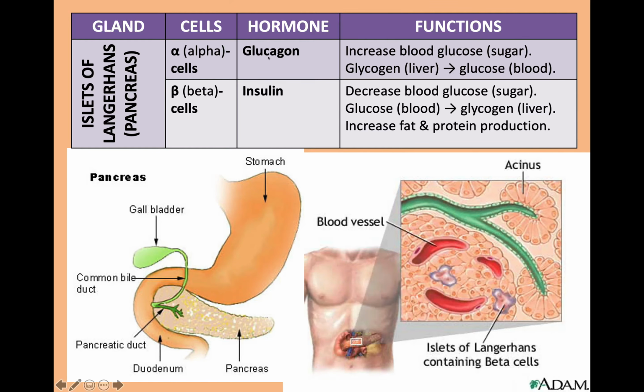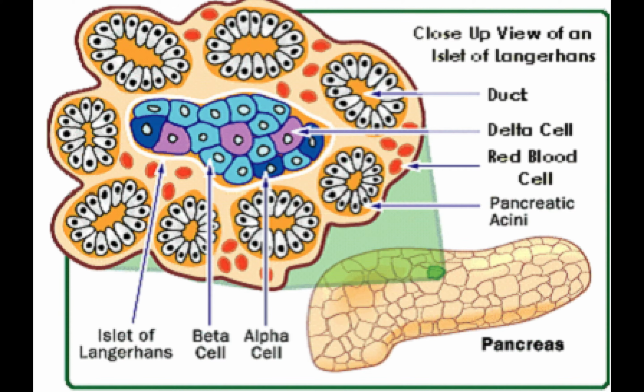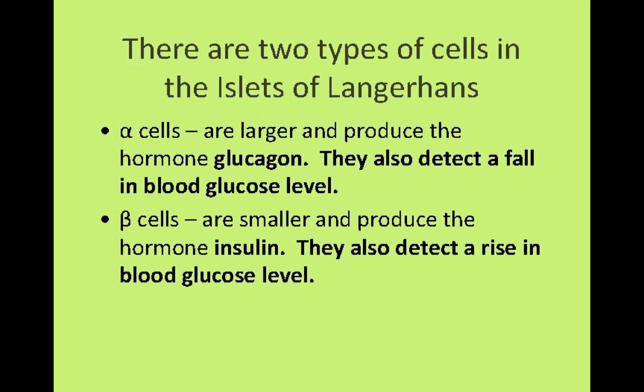Now, this insulin and glucagon are made in special groups of cells called the islets of Langerhans. These islets of Langerhans contain two main types of cells, namely the alpha cells and the beta cells. The alpha cells produce glucagon, while the beta cells produce insulin. Let's start with the glucagon.